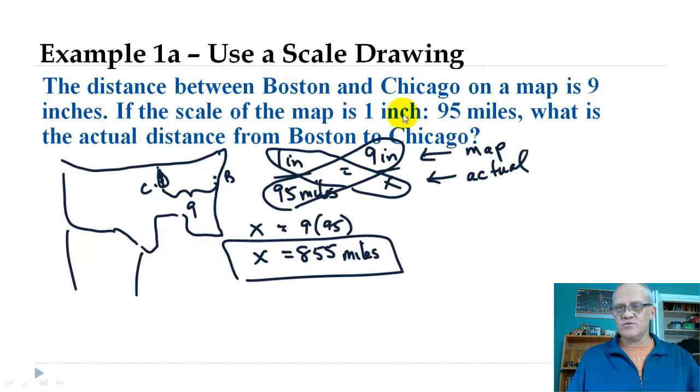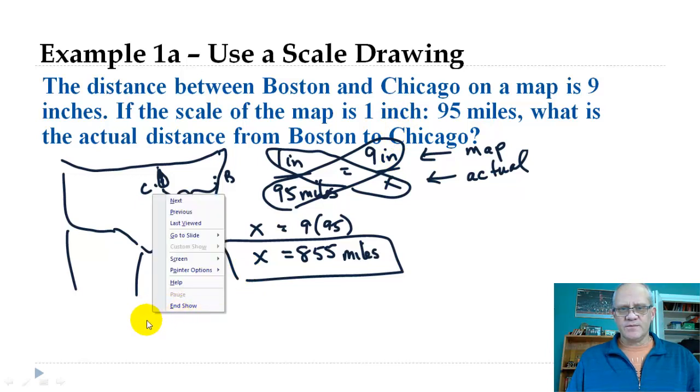Alternate method that you could do here is basically what we ended up doing once we cross multiplied. We found that x is just 9 times 95. And so once you know that for every 1 inch, there's 95 miles, then you just have to multiply it by 9, right? So if you can get it down to what it is per inch, in a sense, you're just writing an equation.